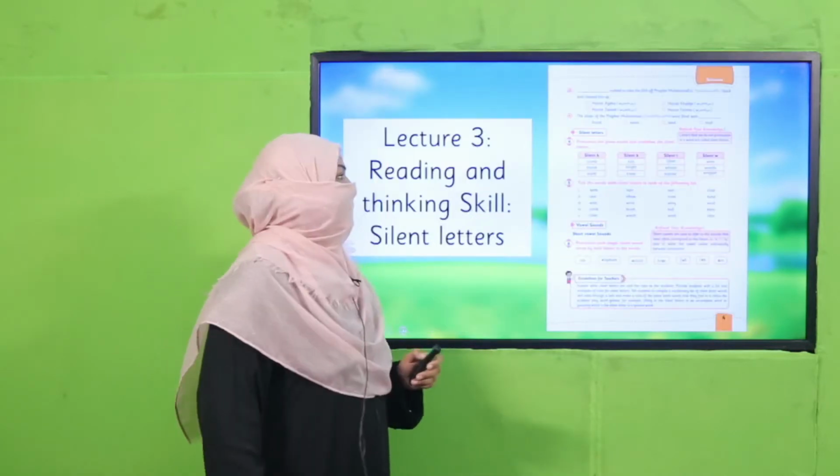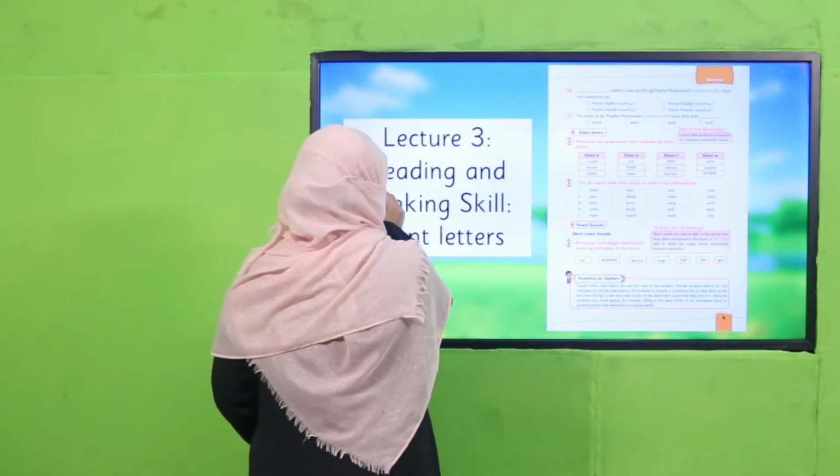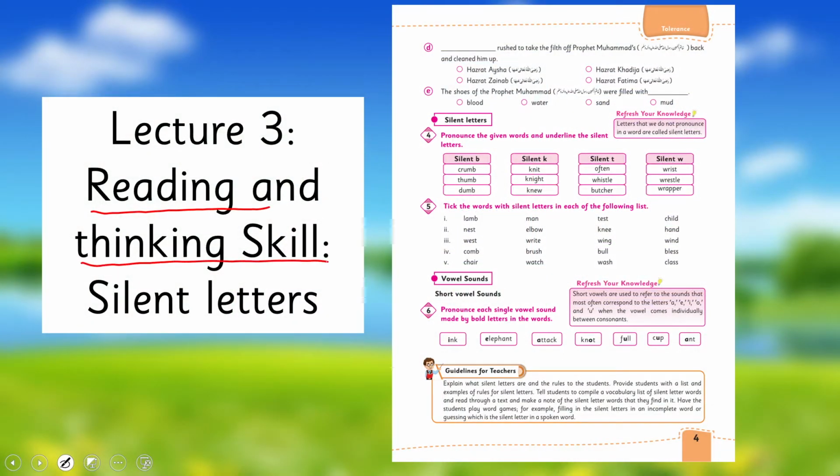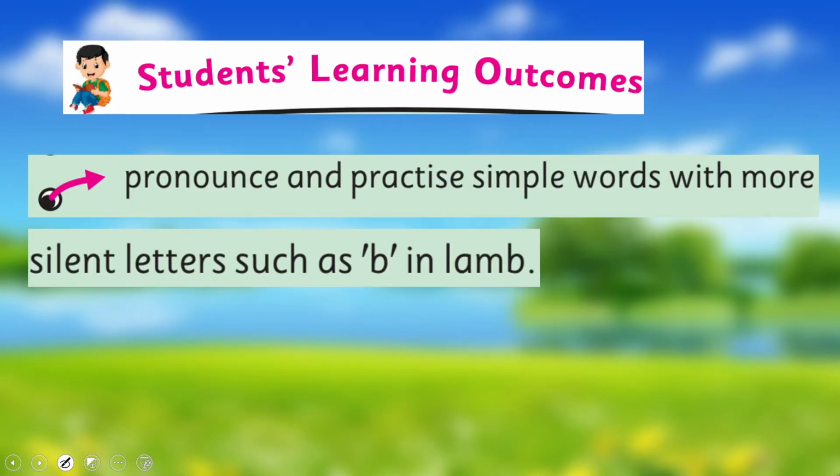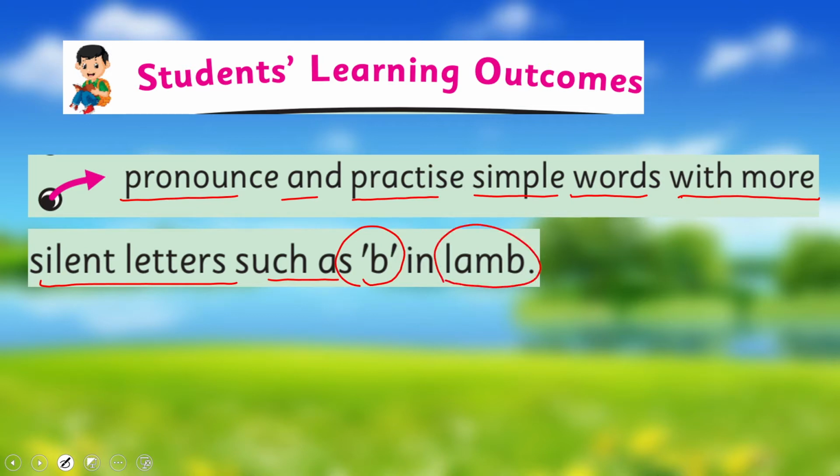Yes, my dear children, under the title of reading and thinking skill, we are going to learn about silent letters. Before this, in English for grade 3, we have done different activities under the title of reading and thinking skill. I hope you remember. And today we are going to learn further to pronounce and practice simple words with more silent letters such as B in lamb. This is our today's SLO.